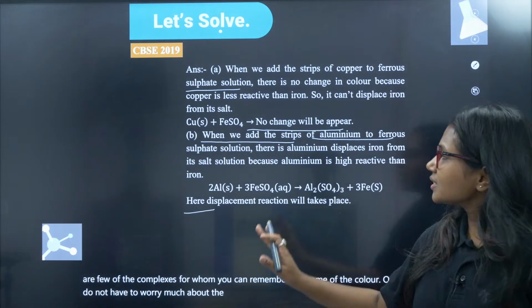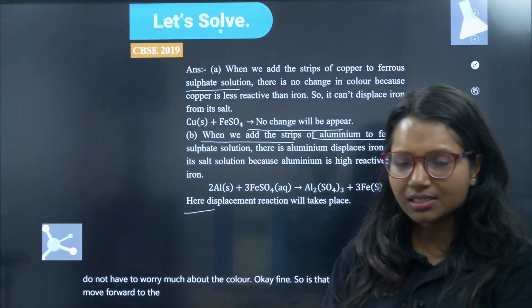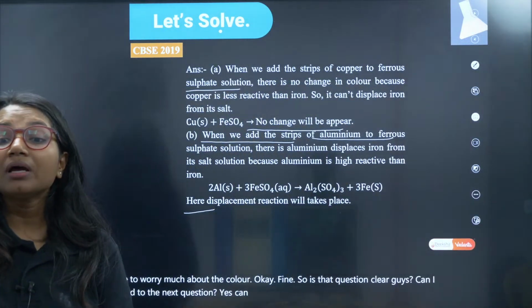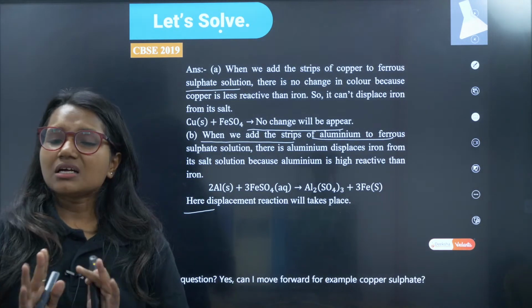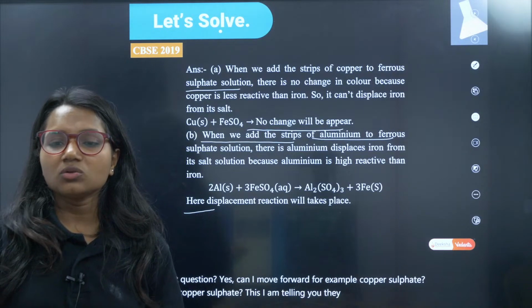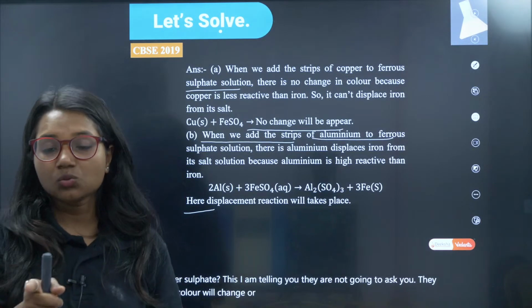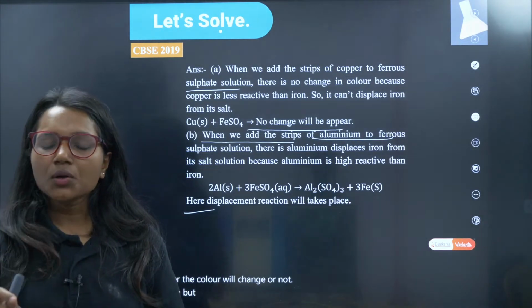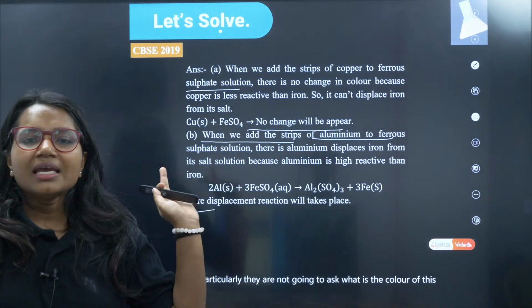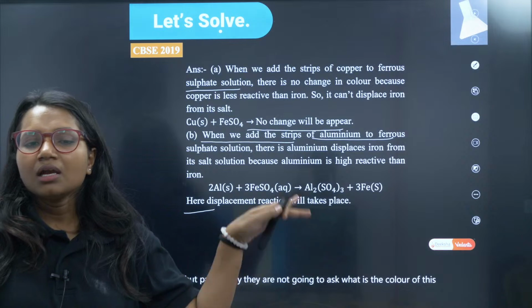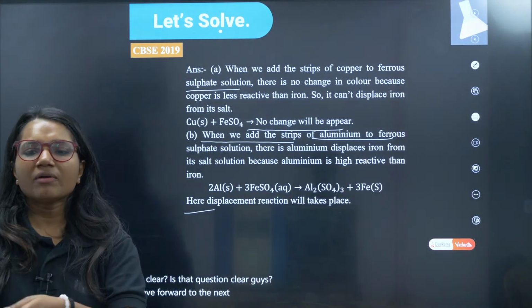Okay, fine. Is that question clear, guys? Can I move forward to the next question? For example, copper sulfate. What is the color of copper sulfate? They are not going to ask you that. They will ask whether the color will change or not. But particularly, they are not going to ask what is the color of this complex. Is that clear? Can I move forward to the next question? Do give me a thumbs up if you have understood.